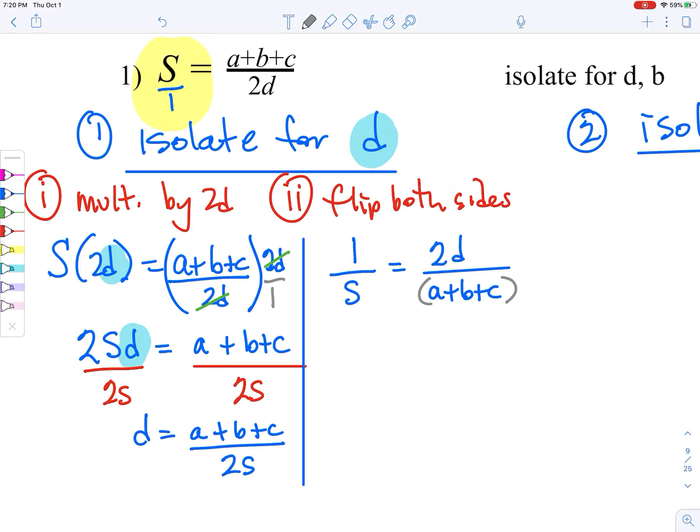So there are two things happening to D. If we look at D, D is being multiplied by 2, and it's being divided by A plus B plus C. So if I want to get rid of that multiplying by 2, when that multiplying by 2 goes to the other side, it's going to turn into dividing by 2.